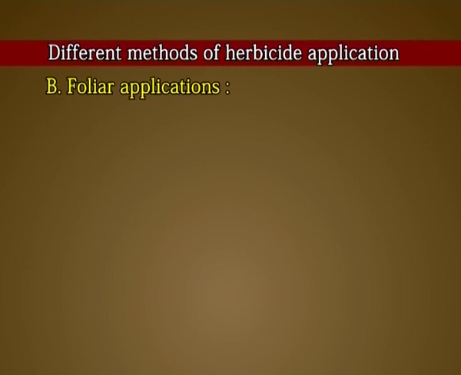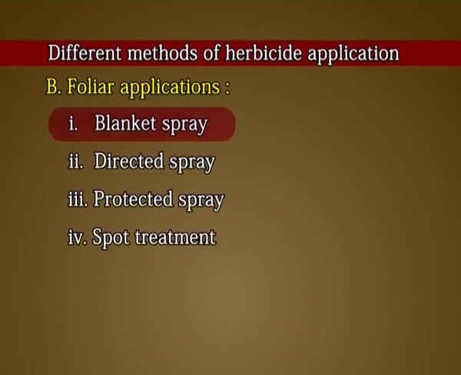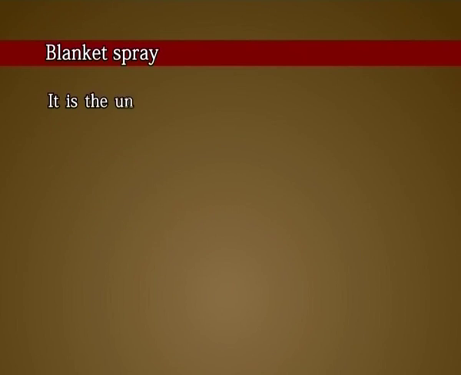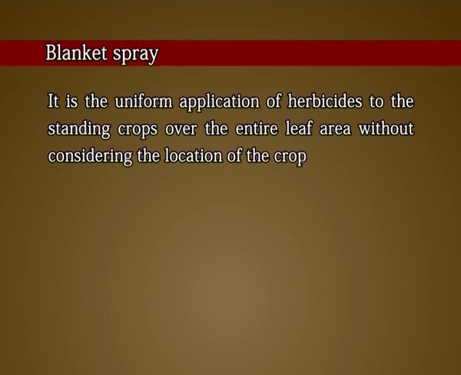Number B, foliar applications. Under this, number 1, blanket spray. Number 2, directed spray. Number 3, protected spray. Number 4, spot treatment. Number 1, blanket spray. It is the uniform application of herbicides to the standing crops over the entire leaf area without considering the location of the crop. Only highly selective herbicides are used here. Example, spraying of 2,4-D ethyl ester to rice 3 weeks after transplanting.